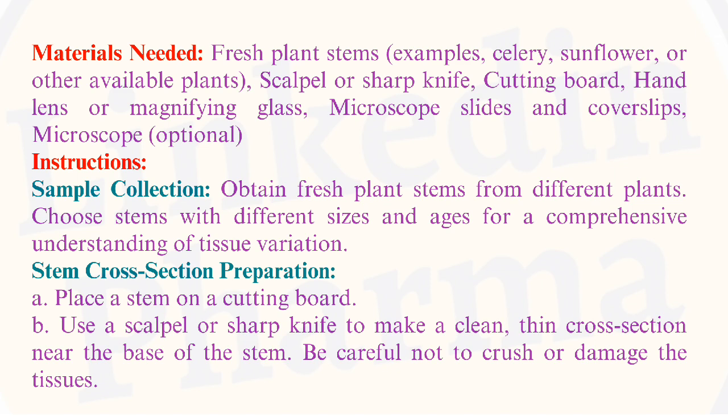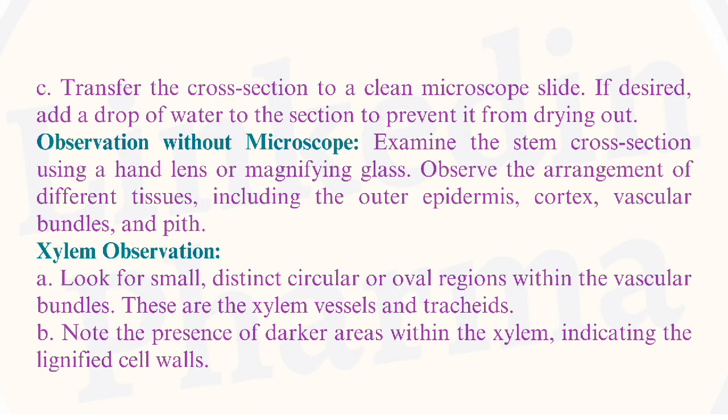Stem cross-section preparation. A. Place a stem on a cutting board. B. Use a scalpel or sharp knife to make a clean, thin cross-section near the base of the stem. Be careful not to crush or damage the tissues. C. Transfer the cross-section to a clean microscope slide.